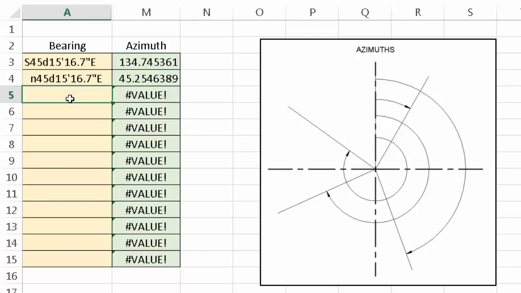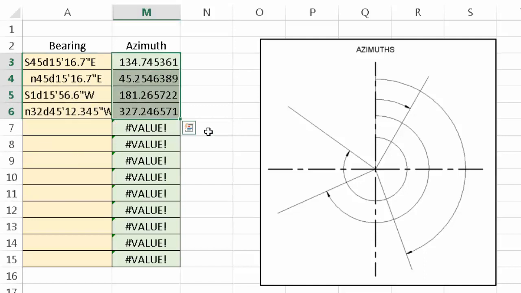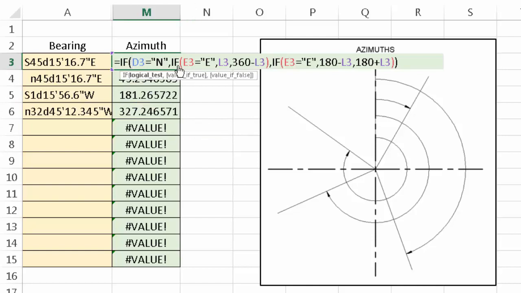So we can try a couple of these. South 1 degree, 15 minutes, 56.6 seconds west. So we have southeast, northeast, southwest, and so we need a north. We'll go 32 degrees, 45 minutes, and 12.345 seconds west. So I have examples for all four quadrants here, and my formulas appear to be correct for all of these. So let's take a look one more time at our formula.